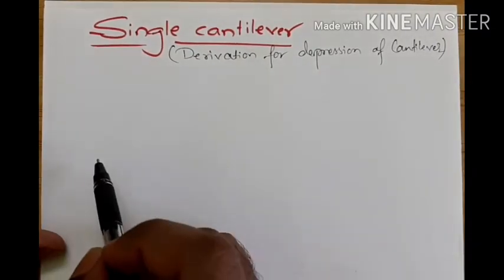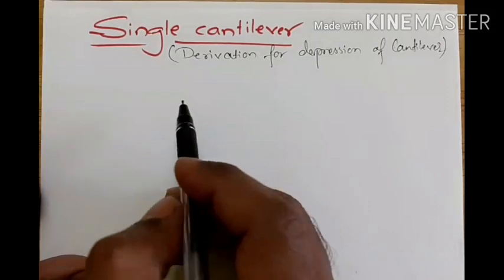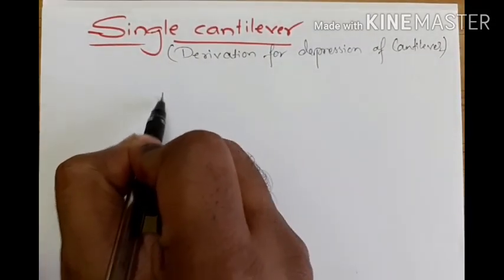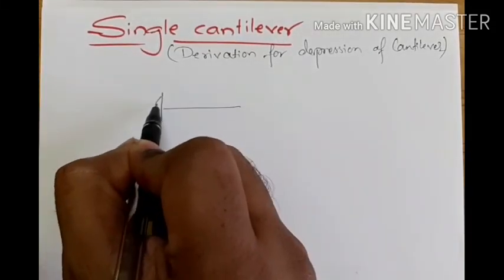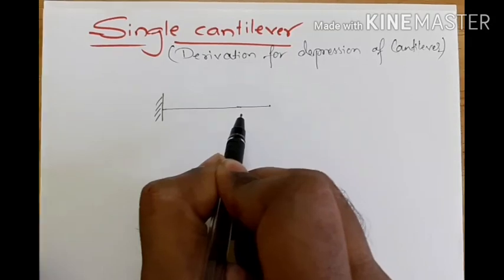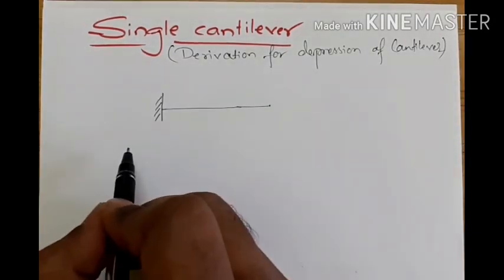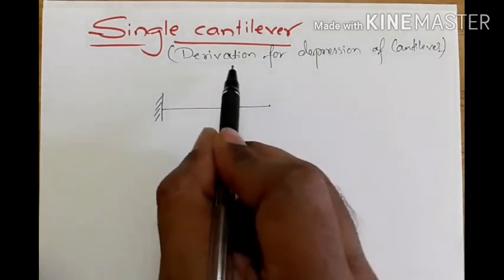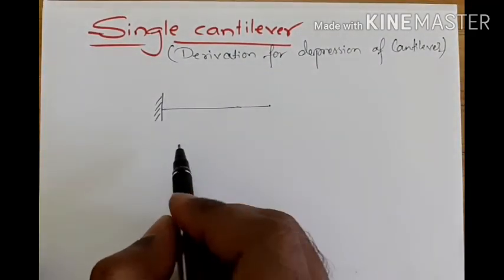Now the single cantilever. So what is a single cantilever? A single cantilever is a beam in which one end is fixed, this end is fixed, and the other end is free. Okay, so this is called a single cantilever. So we have to find the derivation for the depression.